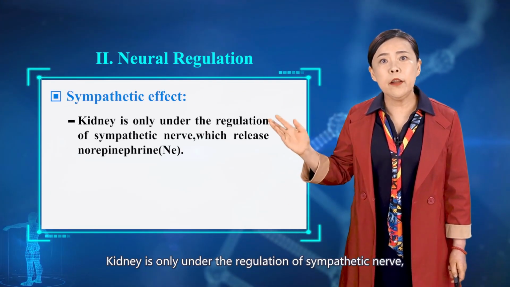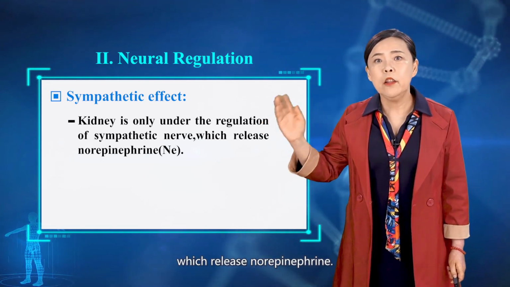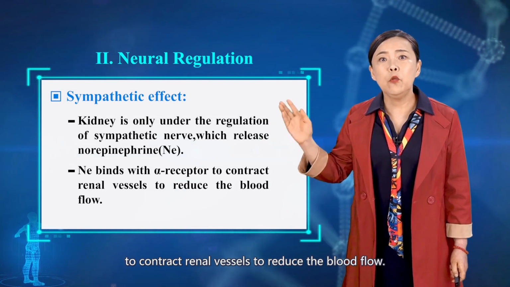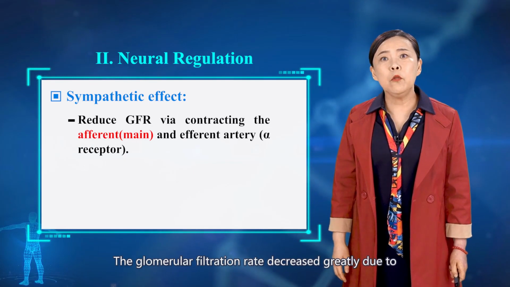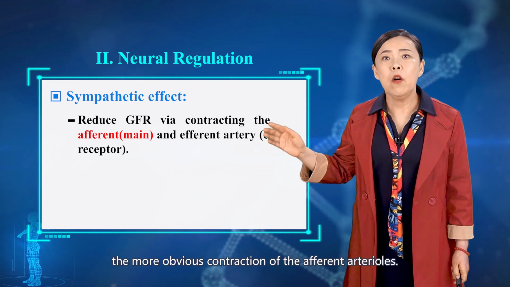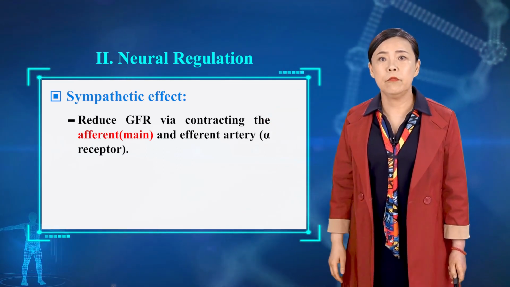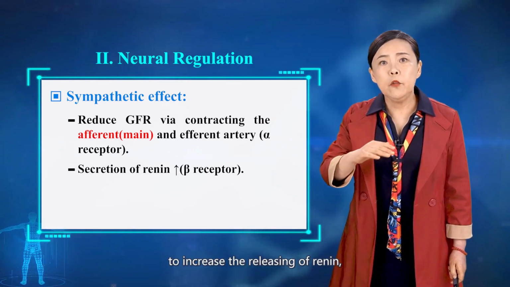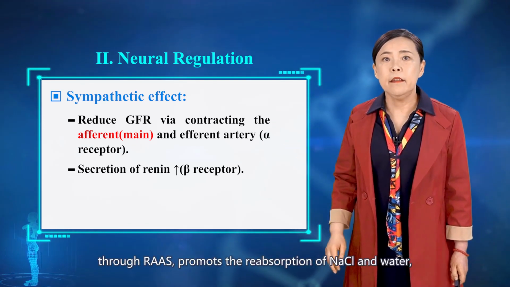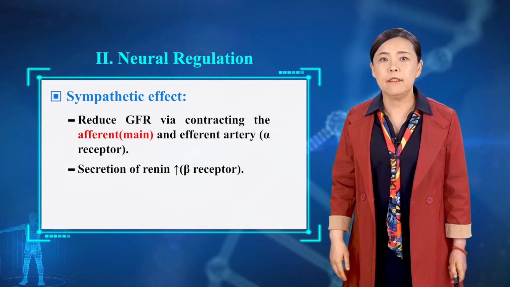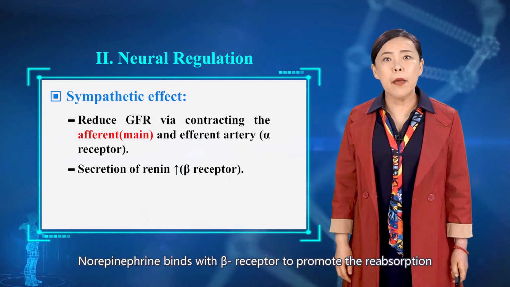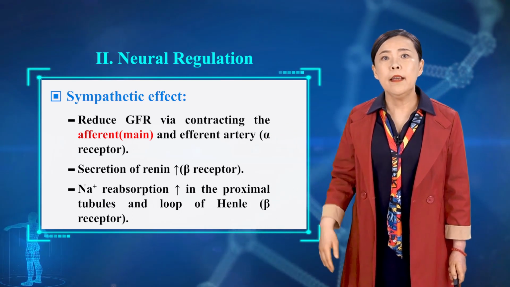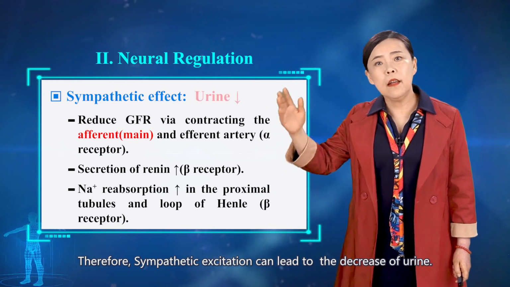The kidney is only under the regulation of the sympathetic nerve, which releases norepinephrine. Norepinephrine binds with alpha receptors to contract renal vessels and reduce blood flow. The glomerular filtration rate decreases greatly due to the more obvious contraction of the afferent arteriole. Norepinephrine binds with beta receptors in granular cells to increase the release of renin through RAAS, promoting the reabsorption of sodium chloride and water, thereby reducing the urine. Norepinephrine binds with beta receptors to promote reabsorption at the proximal tubule and loop of Henle. Therefore, sympathetic excitation can lead to a decrease of urine.